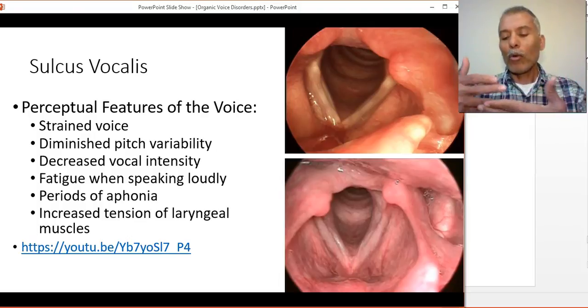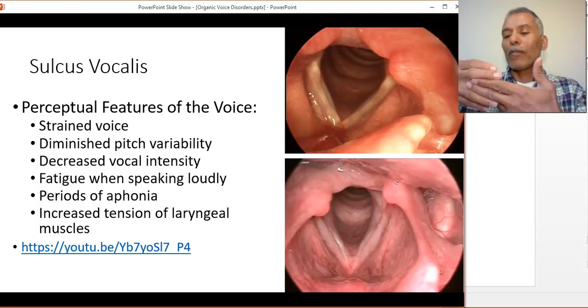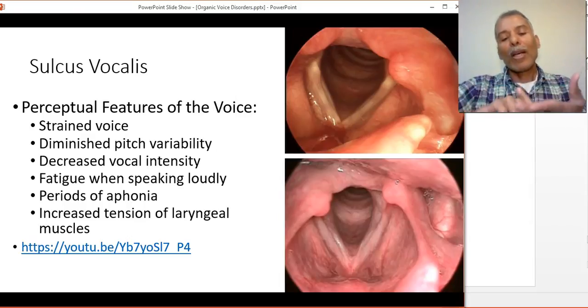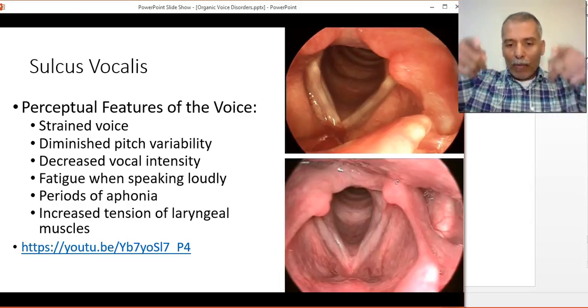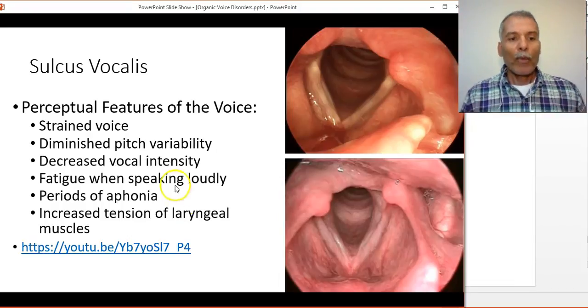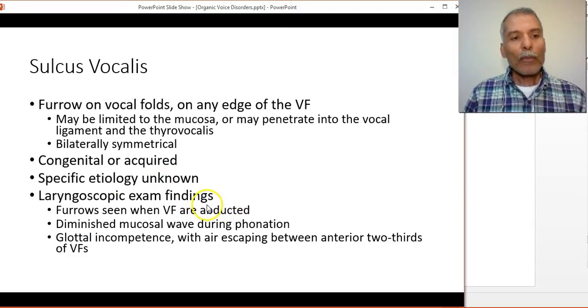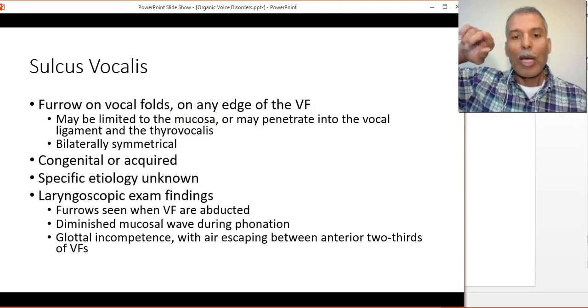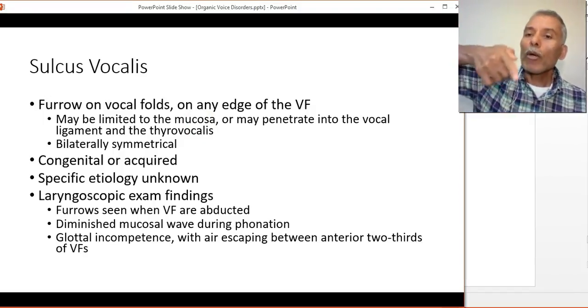You could see how the vocal fold is made of different layers. You have the ligament as one, and the epithelial membrane as one. You have the superficial lamina propria, and then the vocalis, and then the muscularis next to it. If there's a groove going along, it is usually symmetrical on both sides, and it may be limited to the mucosa only, like a little sulcus, not as deep, or it could go down as deep as the muscle itself.